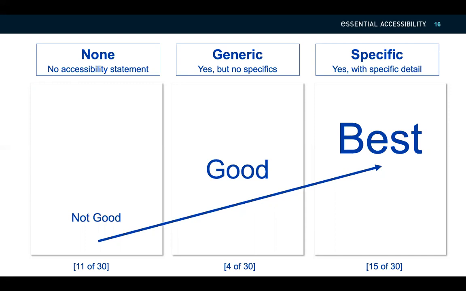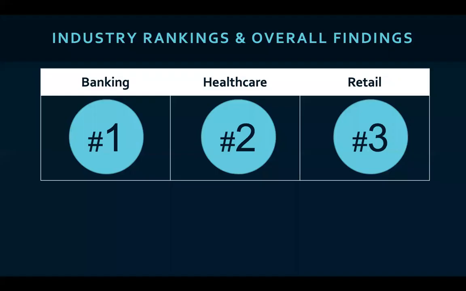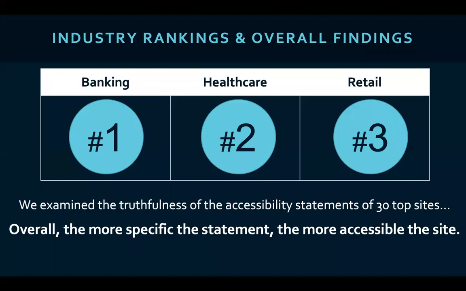So ultimately, we've discovered the more specific the statement, the more accessible the site. So there is a high degree of truthfulness in the marketplace. And the rankings you're seeing here reflect the fact that banking had the highest level of accessibility, followed by healthcare, and retail came in third. So communicating all that gives you some insight.